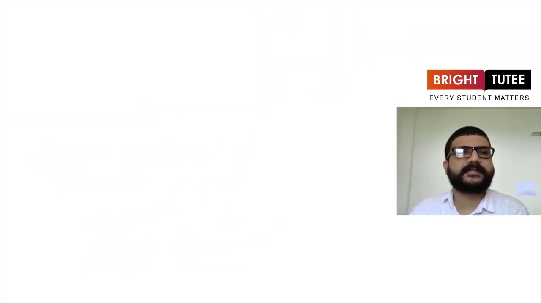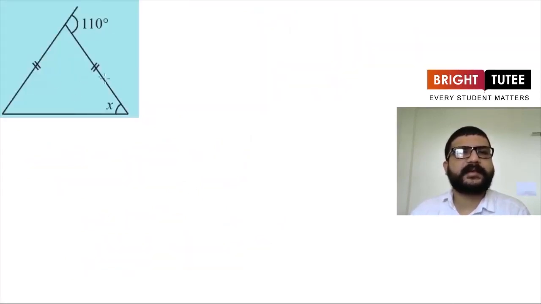Now the next question is this one. In this also we have to get the value of x. So here also one of the exterior angles is marked as 110 degrees. Now here two sides are also equal for this triangle. So the angles opposite to these sides are also equal. So this angle will be x. Now can we use the exterior angle property here to get the value of x? Yes, we can do that.